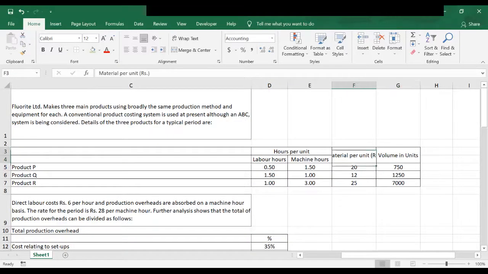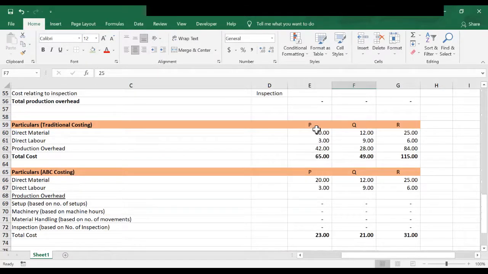Second thing is material cost. Material cost they have given us in rupees per unit, so directly we can take this per unit cost. So 20, 12, and 25. So this one also we have done: 20, 12, and 25.